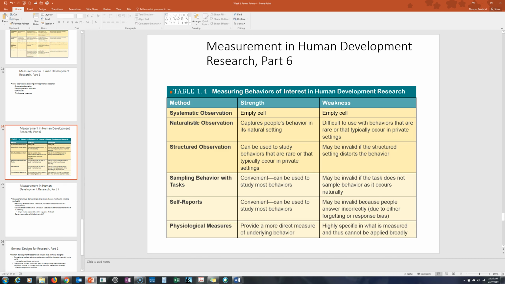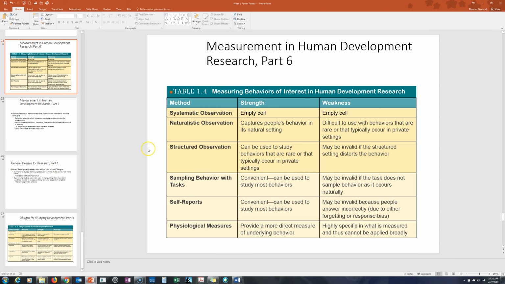However, it's difficult to use with behaviors that are rare or typically occur in private settings. Right? So, especially if people know they're being observed, then important behaviors might be difficult to observe, like arguing or stuff like that, because the people might have a social bias to not do those things in public.